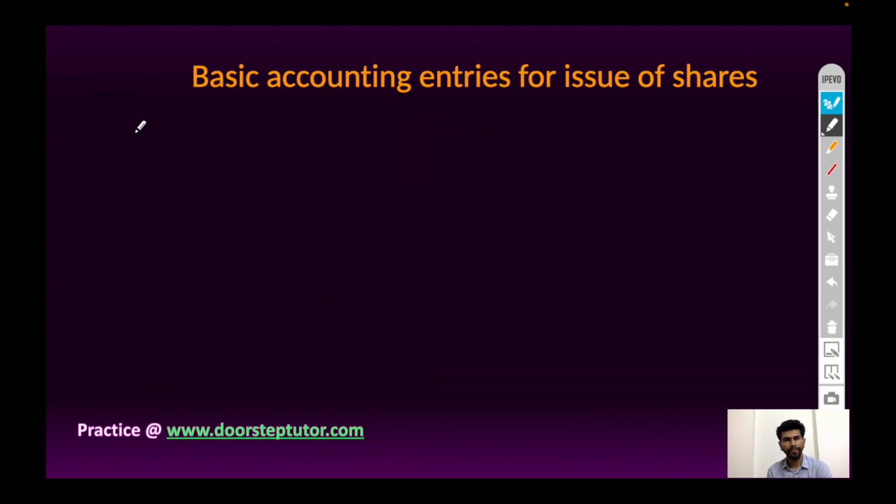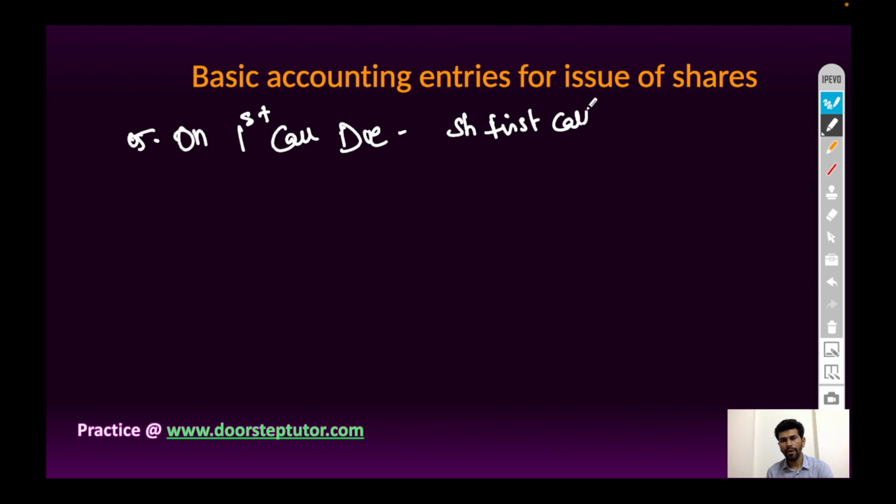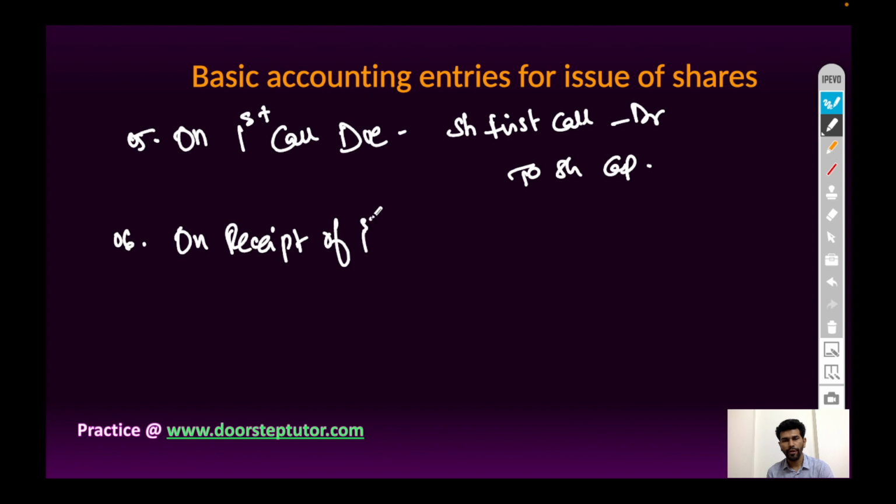Fifth entry, on first call money due, entry will be share first call account debit to share capital account, and sixth entry will be on receipt of first call money, bank account debit to share first call account.